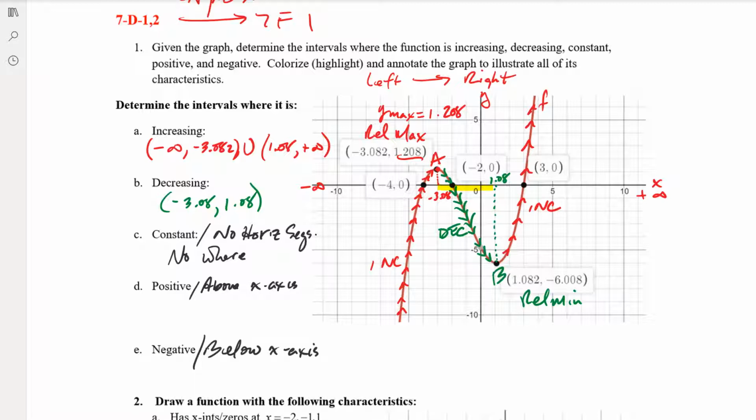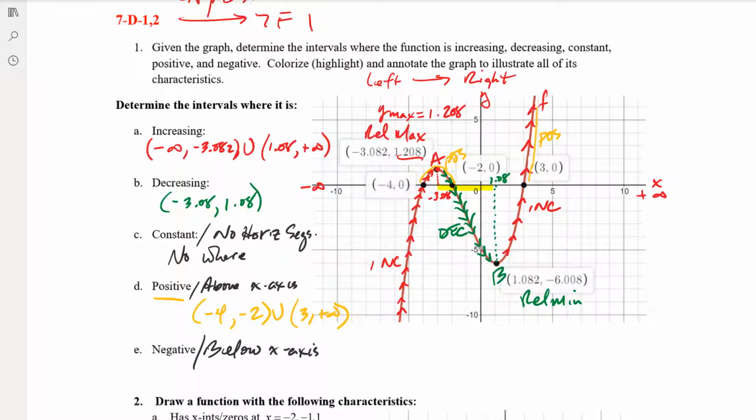All right, let's talk about where it's positive first. Between negative 4 and negative 2, so in this interval here. From between the two x-intercepts, from negative 4 to negative 2, and then it's also positive from 3 on to infinity. So from 3 to infinity, it's positive in this region right through here. Why? Because it's above the x-axis.